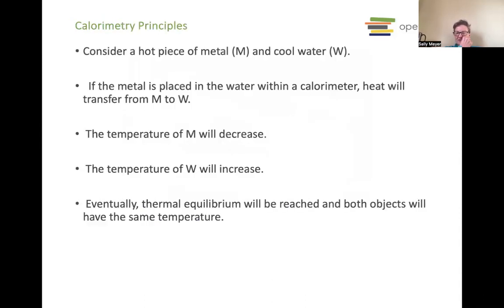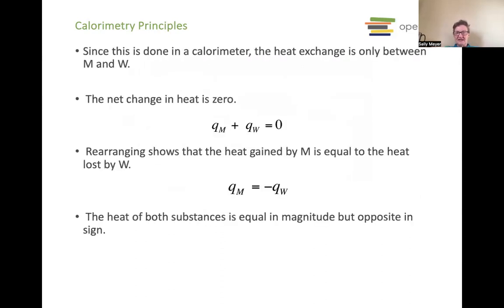So if you consider a hot piece of metal and some cool water, if the metal is placed in the water in a coffee cup calorimeter or any calorimeter, heat will transfer from the metal to the water. The temperature of the metal will decrease, temperature of water will increase until they're equal to each other. And when that's true, then you know that you can measure how much heat flowed into or out of each. So since this is done in a calorimeter, the heat exchange is only between the metal and the water. So the net change in heat is 0 for the whole world.